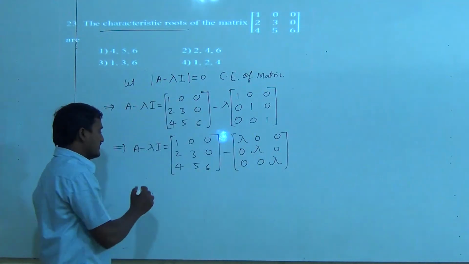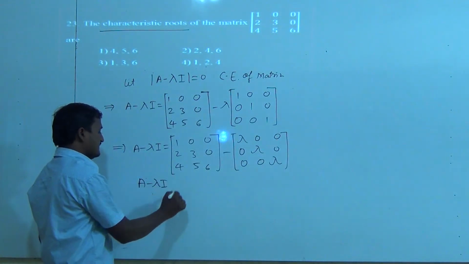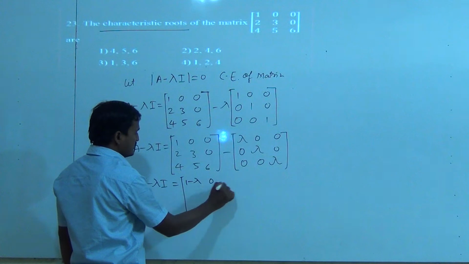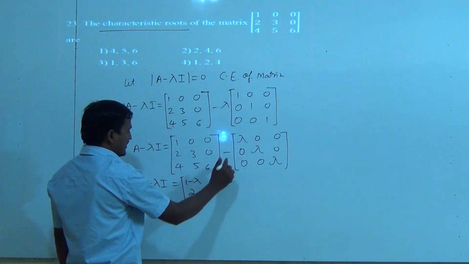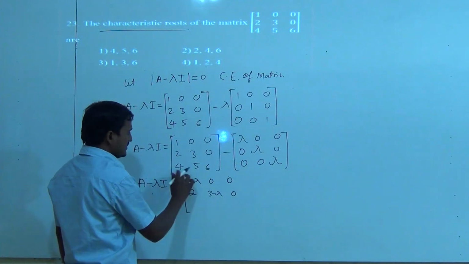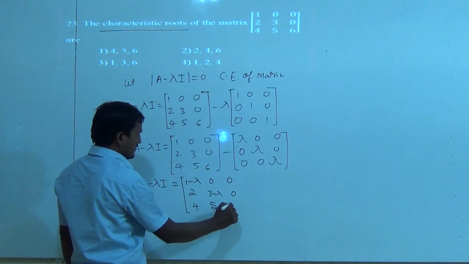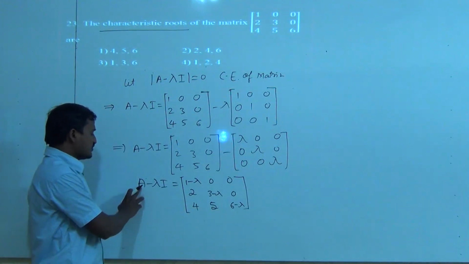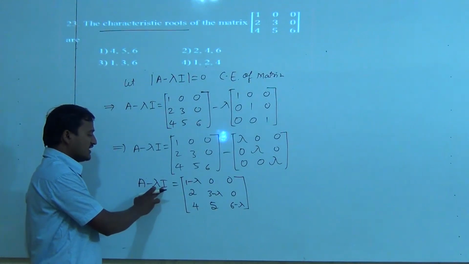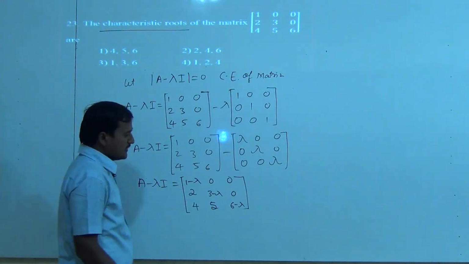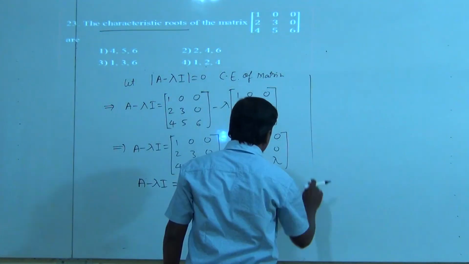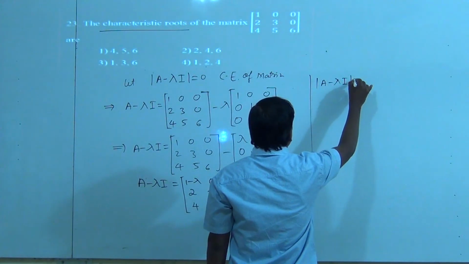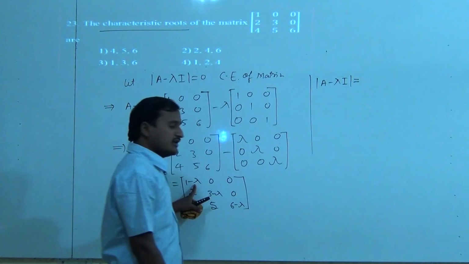Okay, subtraction of a matrix. So A minus lambda I is equal to subtracting element by element: 1 minus lambda, 0, 0. Here it is 2, and here 3 minus lambda, 0, and here 4, 5, 6 minus lambda. Now I got this matrix. Now take the characteristic equation, that is determinant of A minus lambda I equal to 0. So take the determinant of this one.